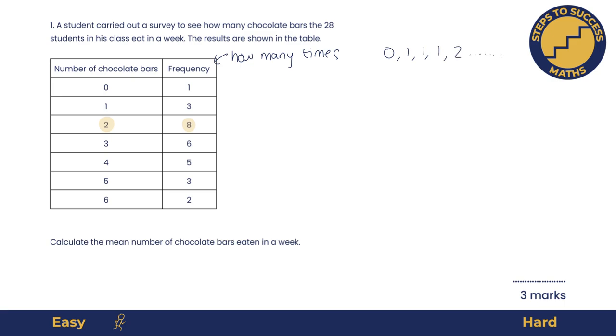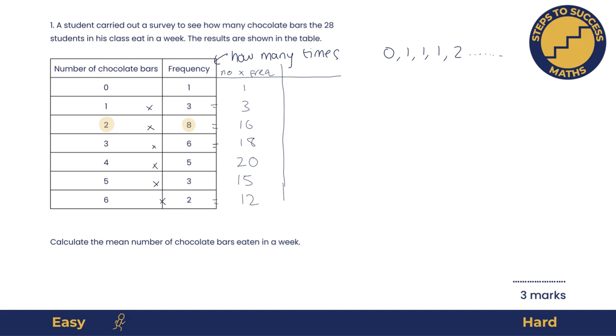So what we can do is we can add a column to our table, and that's the number of chocolate bars times the frequency. I'm just going to call it number times frequency. 0 times 1 is 0. 1 times 3 is 3. 2 times 8 is 16. 3 times 6 is 18. 4 times 5 is 20. 5 times 3 is 15. And 6 times 2 is 12.